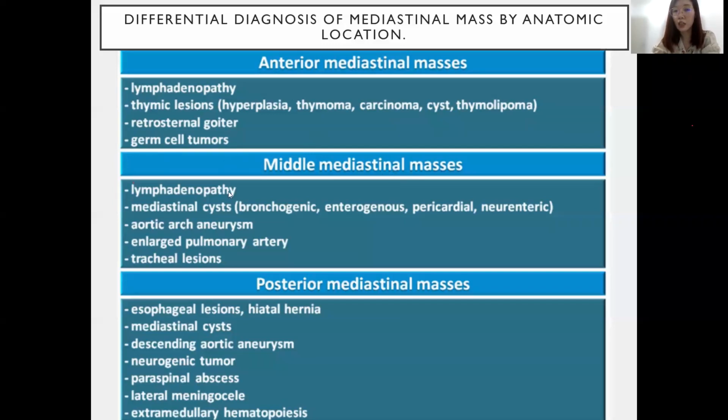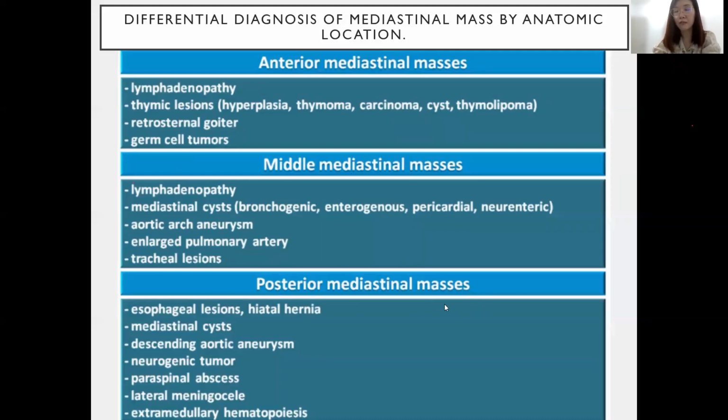For the middle mediastinum, lymphadenopathy we can always give as a differential, or some mediastinal cysts like bronchogenic cyst, the androgenous cyst, pericardial cyst, or neuroenteric cyst, and then aortic arch aneurysm. An enlarged pulmonary artery also can present as a middle mediastinal mass, or any tracheal lesion. These we very rarely encounter; always lymph node first.